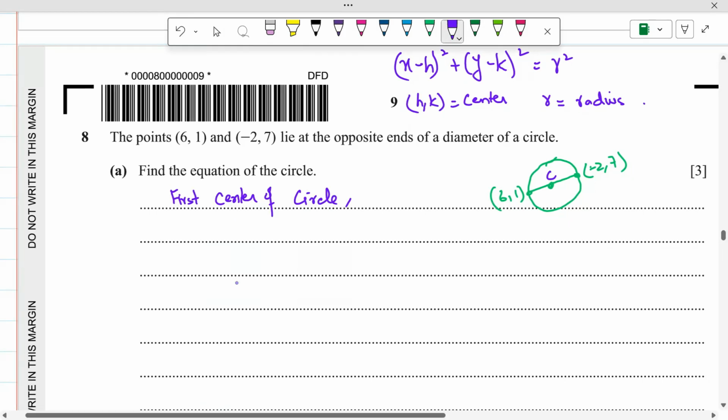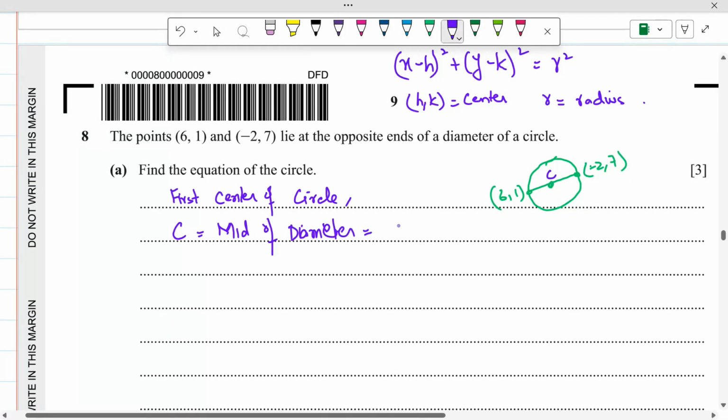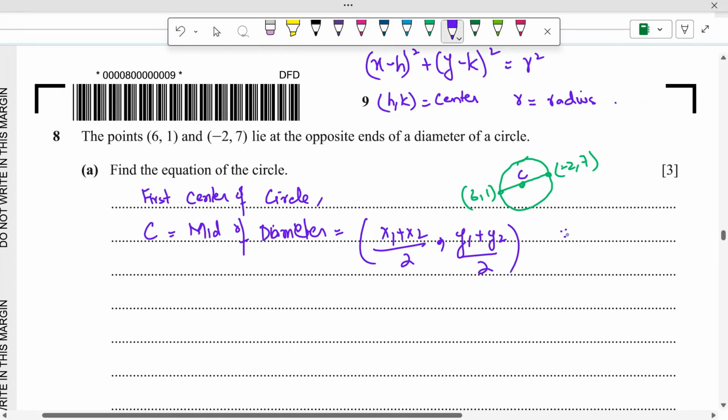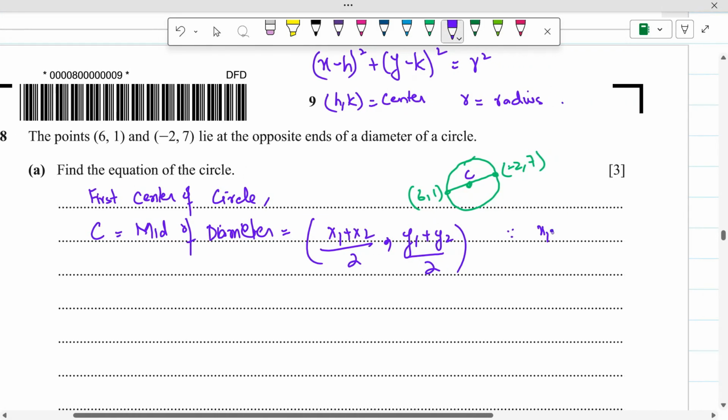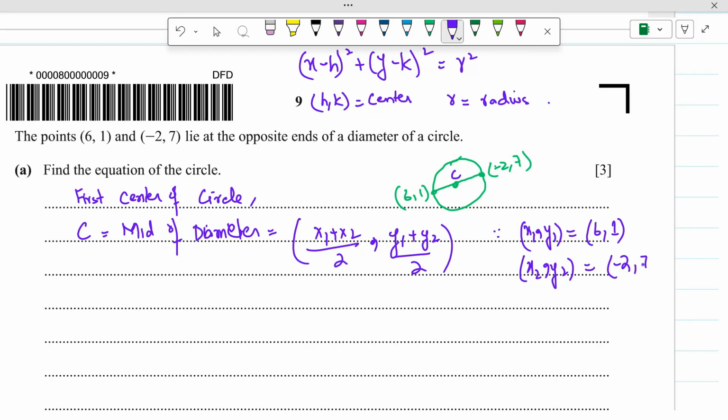Center is equal to C. So C is equal to the midpoint of the diameter, which can be calculated by using the formula (x1 + x2) over 2 comma (y1 + y2) over 2. And we know that we have x1, y1, which is the end of the diameter, (6, 1). We have another point, x2 and y2, which is (-2, 7).